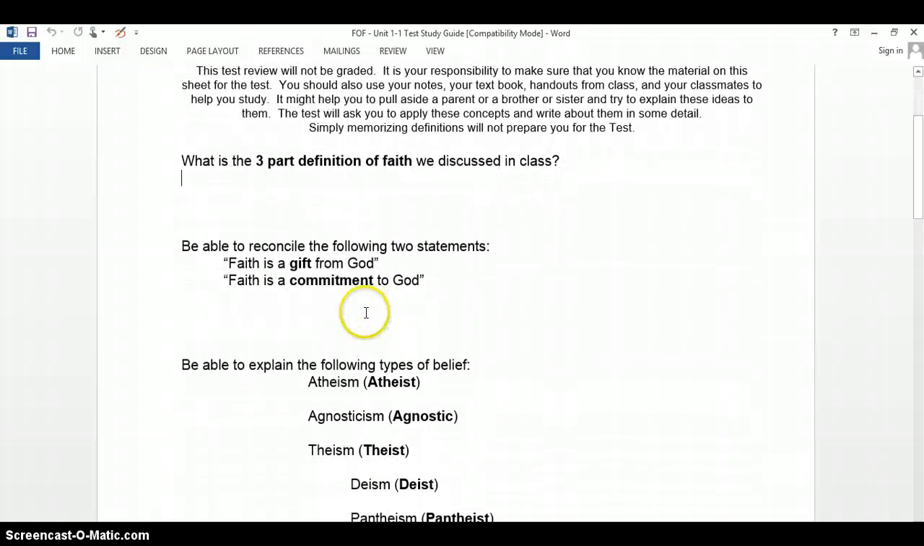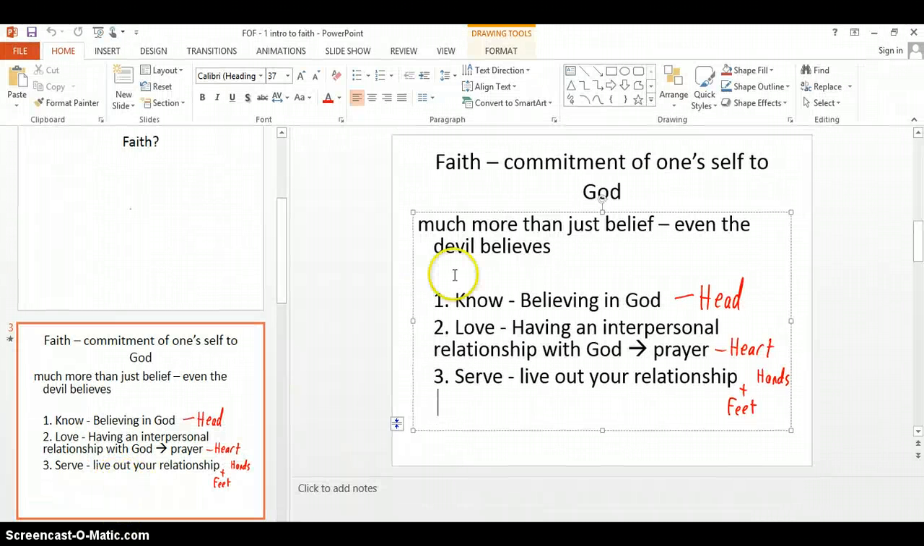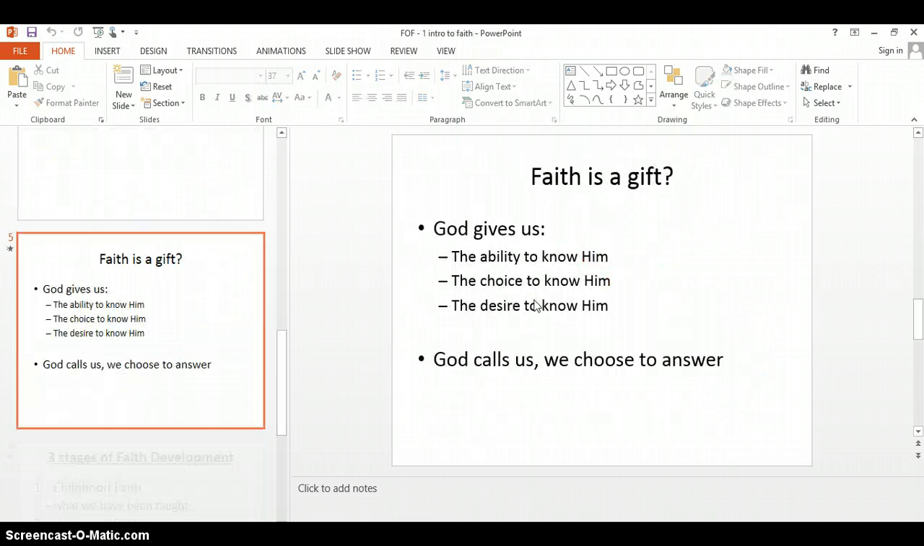Moving right along, be able to reconcile the following 2 statements, that 1, faith is a gift, but 2, faith is a commitment. So the reason we talk about that is because, yes, faith is a commitment, as we just talked about, and this is how you have that commitment, through these 3 ways. But before we're even able to commit ourselves to God, God has already given us the gift of faith. What do we mean by that?